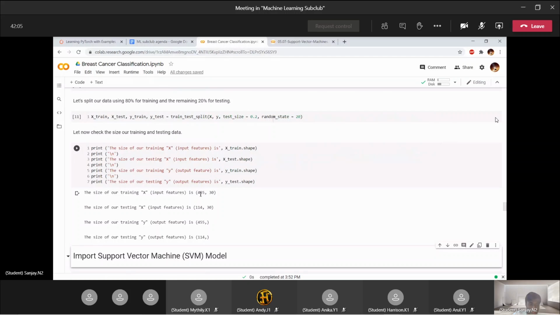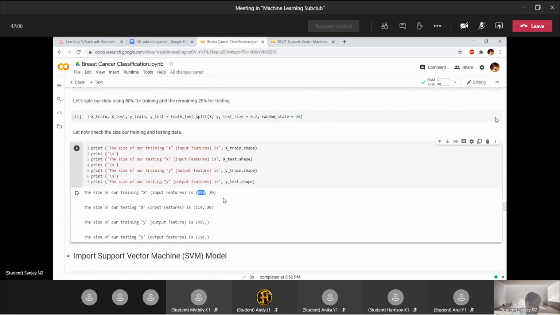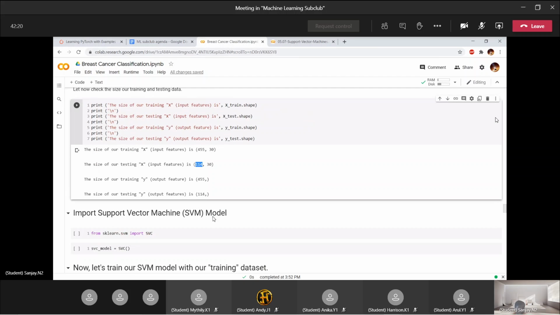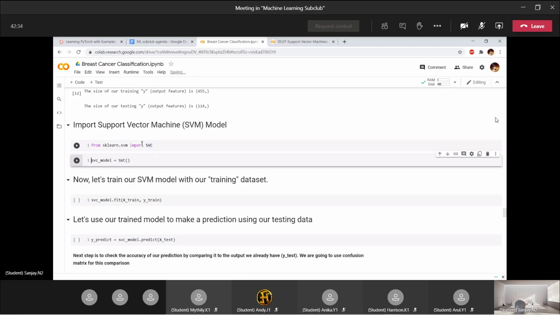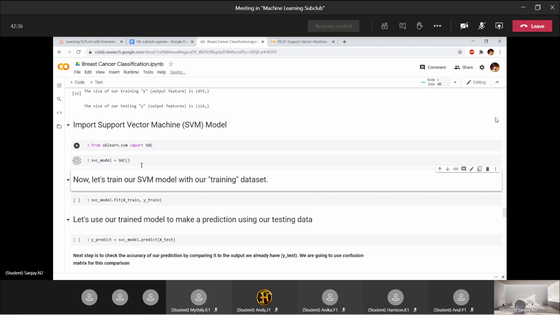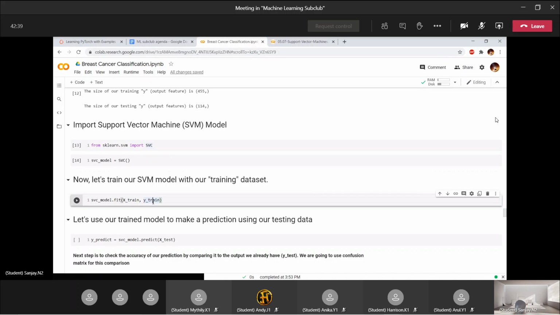The sizes make sense. We have 455 different patients in total in our training set, and we have 30 different columns or features. The testing is 114 patients, and obviously the columns shouldn't change, and the y is the same. So now let's import the support vector machine model. This is the library we import it from, and then you define it. And now let's fit it to our training data set.